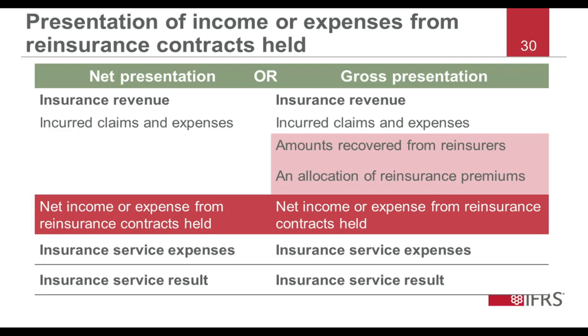Or, a cedant can alternatively choose to present separate amounts for recoveries from reinsurers and an allocation of reinsurance premiums, with a subtotal equaling the single amount. That is using a gross presentation. This is illustrated on the right side of the diagram. We will go into further detail on the next slide on the requirements applicable when the entity chooses to present separately the reinsurance recoveries and reinsurance premiums paid to the reinsurer.